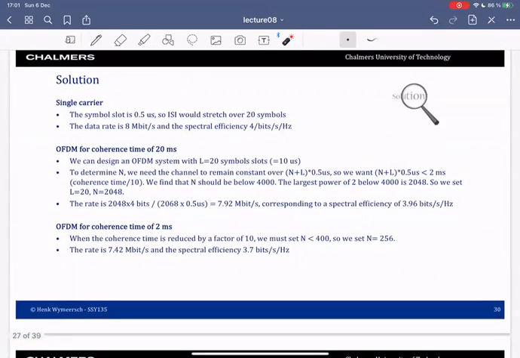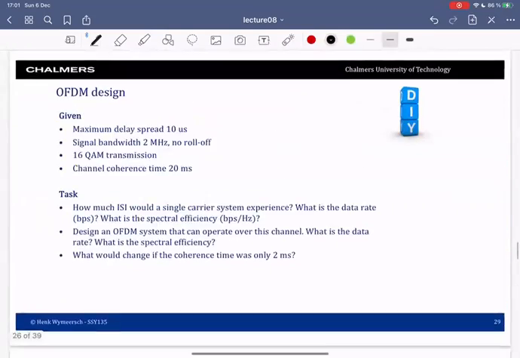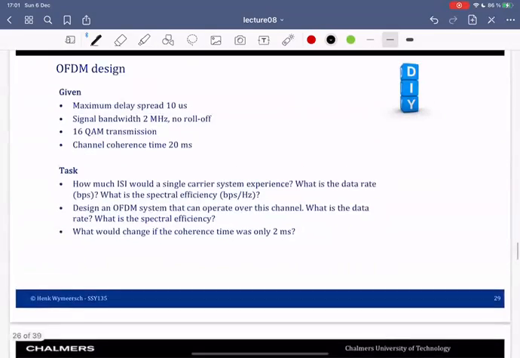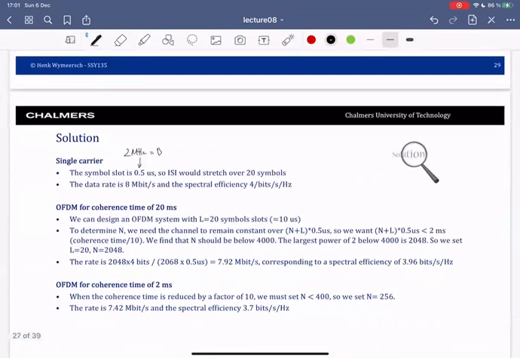So then the solution turns out to be as follows. We have 2 megahertz bandwidth, so that means each symbol slot will be 0.5 microseconds. The delay spread is 10 microseconds, so that means we stretch out over 20 symbols, since 10 microseconds over 0.5 microseconds is 20. So that means that if we do equalization, the complexity will probably be very high.